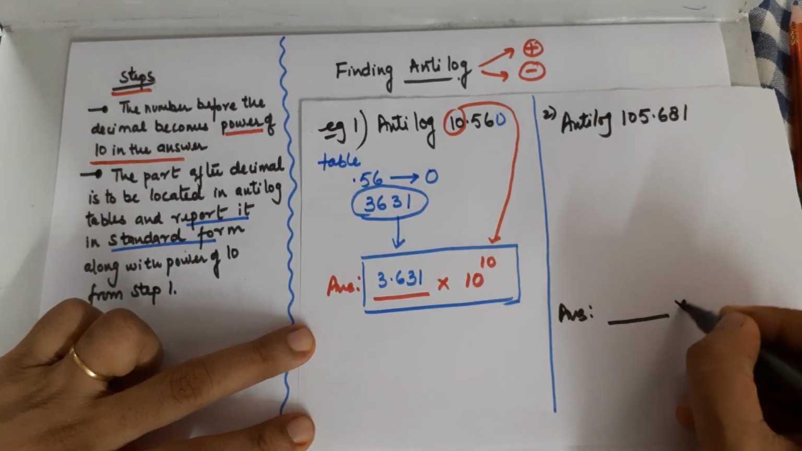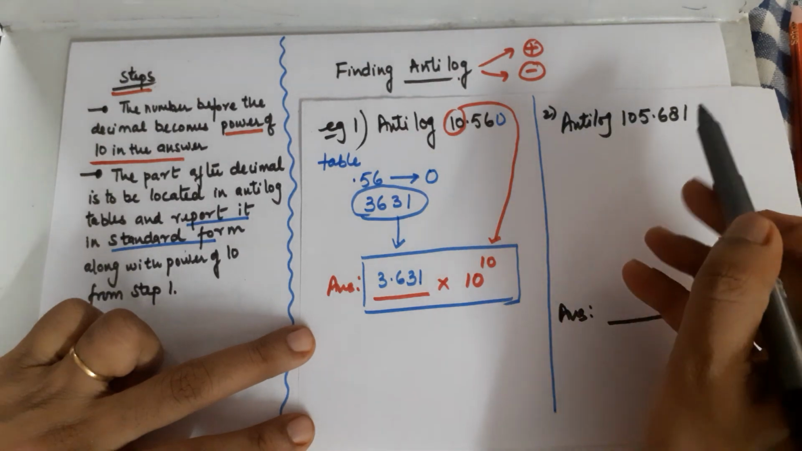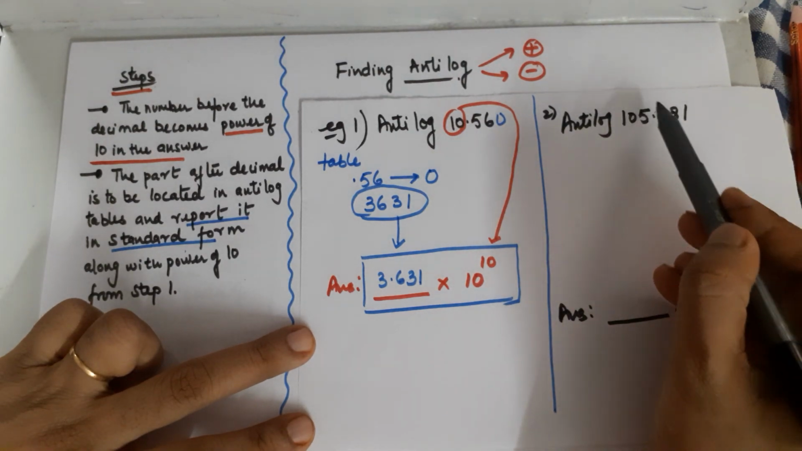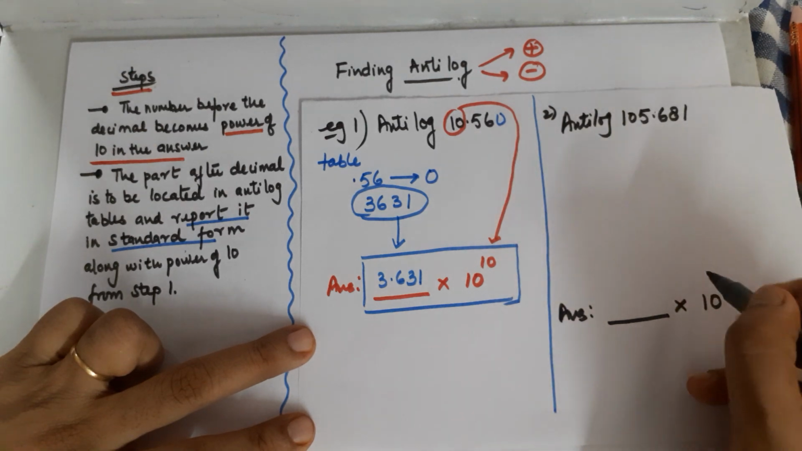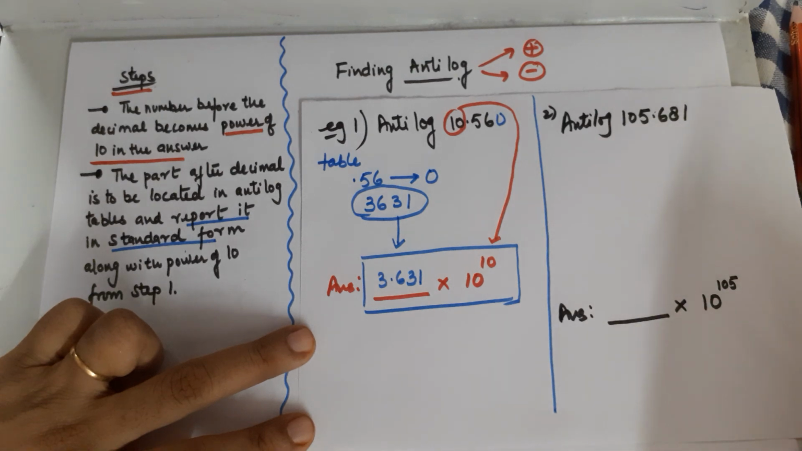Answer is some number into power of 10. Now what is the power of 10? The number before the decimal. What do you have before the decimal? 105. Please do not be surprised. The answer is 10 to the power of 105. That is how the rule says.